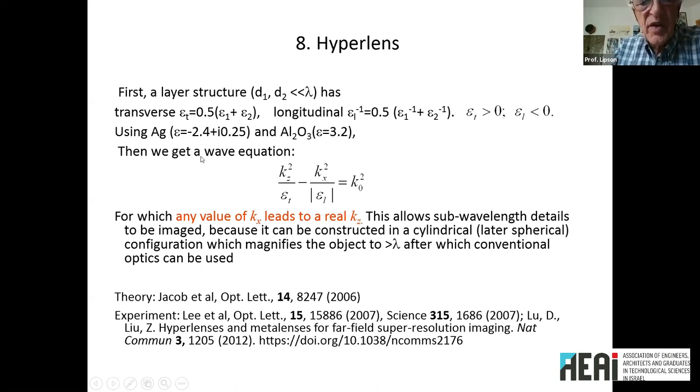So we get a wave equation which looks like this, and then any value of kx leads to a real kz. This is the point, because of this minus in the middle here. This minus comes from the i squared, which is because of this epsilon. Usually the wave equation is kz squared over epsilon 1 plus kx squared over epsilon 2 equals k0 squared. Now, if one of the epsilons is i times something, then this turns into a minus, which means that any value of kx will give you a value of kz. This is the important thing here.